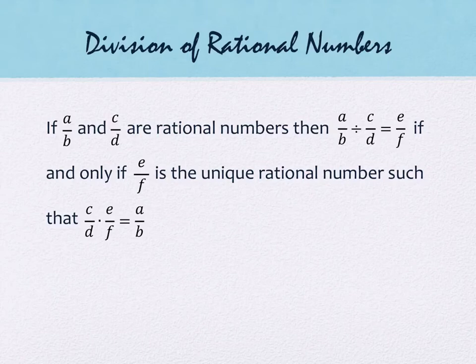So to start with, if we have a over b and c over d, rational numbers, and we want to divide a over b divided by c over d, and it's equal to something, and we're calling it e over f, then that will be true if and only if e over f is a unique rational number such that c over d times e over f is equal to a over b. So write that in, and then I'll again justify with some whole numbers just because it's easier to see it working.